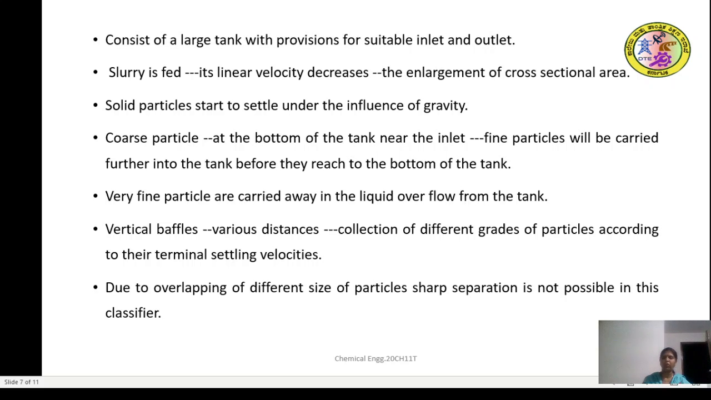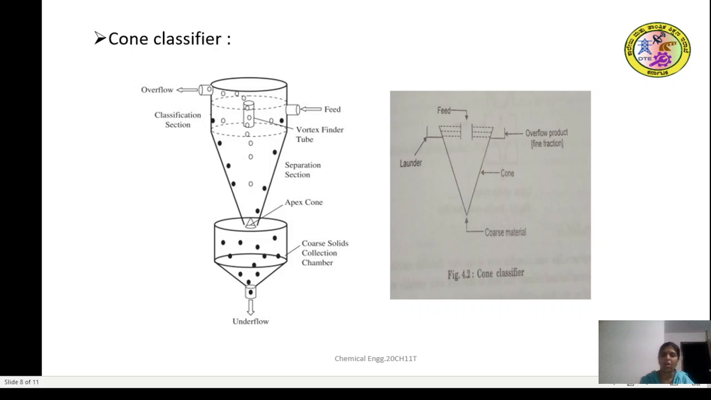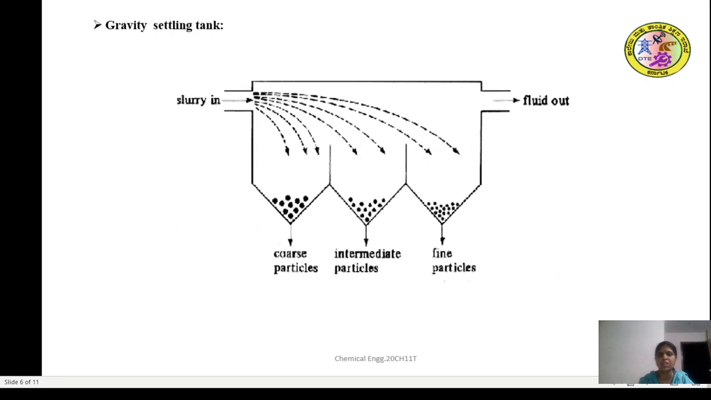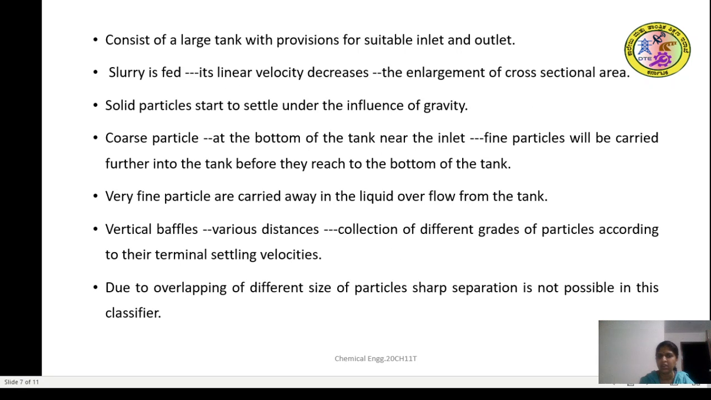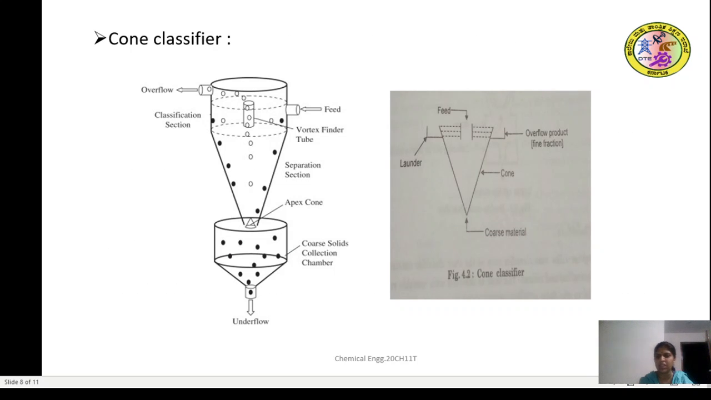Due to the sudden feeding of slurry, and the overlapping of the different sizes of the particle, a sharp separation may not be possible in the classifier. So this is one, the gravity settling tank. By means of gravity, we have learned how the particles settle. Let's move on to the cone classifier.